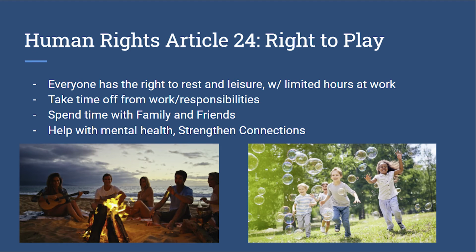The second article we chose was Article 24, which is the right to play or rest and leisure, which is stating that everyone has the right to rest and leisure, including reasonable limitation of working hours and periodic holidays with pay. This means that as a human being, you should be able to take days off from your job and other responsibilities, or limit the amount of time you spend focusing on those tasks. It also includes being able to take time off of work to spend time with family and friends on the holidays while being paid on some occasions.